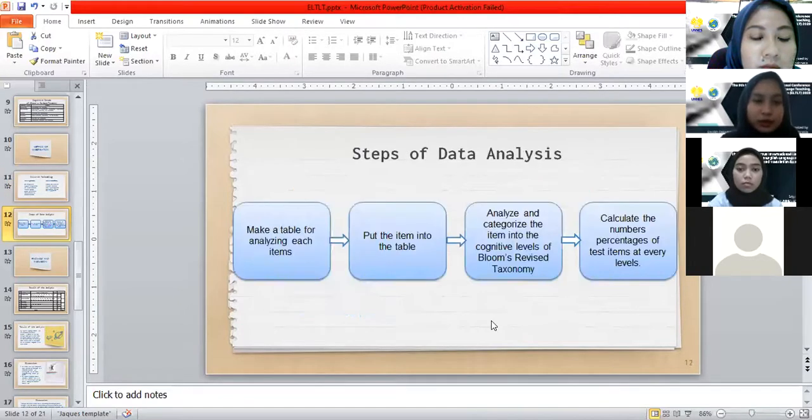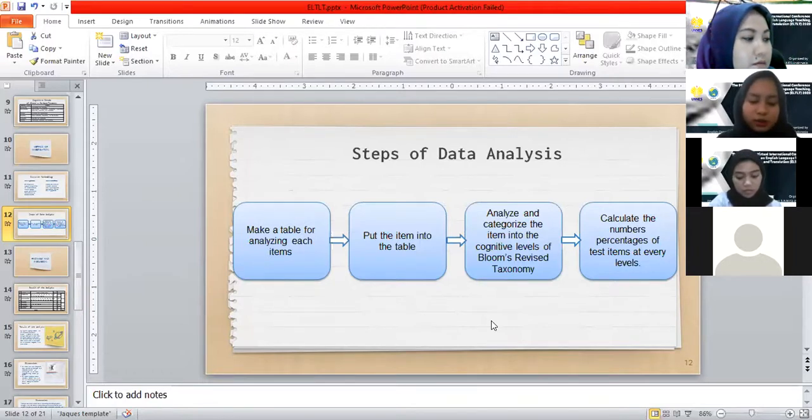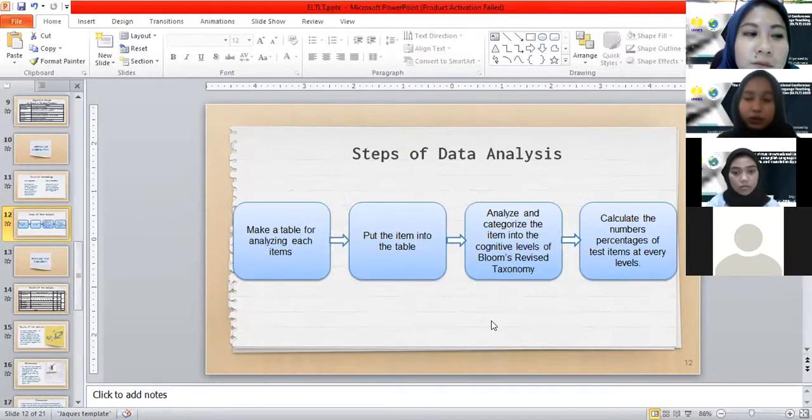Okay, the next slide is the steps of data analysis. The researcher made a table to analyze each test item by putting the items into the table. After that, the researcher analyzed and categorized the test items into each cognitive level of Bloom's revised taxonomy, and then calculated the numbers and percentages of test items at every level. The researcher also analyzed the test based on the K13 curriculum assessment guideline to know whether the teacher made the test following the guideline in the K13 curriculum assessment guideline.